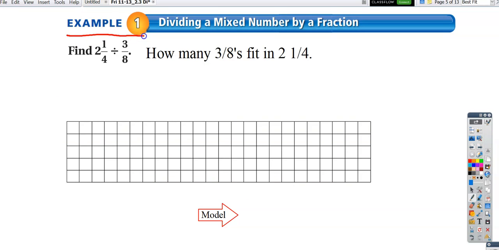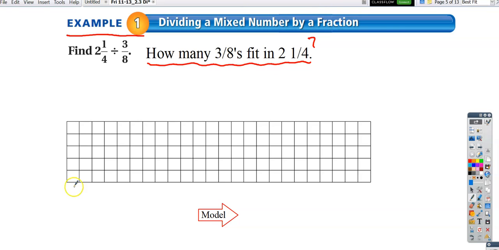Write down this example in your notebook. If you divide a mixed number by a fraction, it's really not much different than what you did before, but I'm going to show you a picture. If I'm taking 2 1/4 and dividing by 3/8, here's kind of how we started to ask it: how many 3/8 fit into 2 1/4?